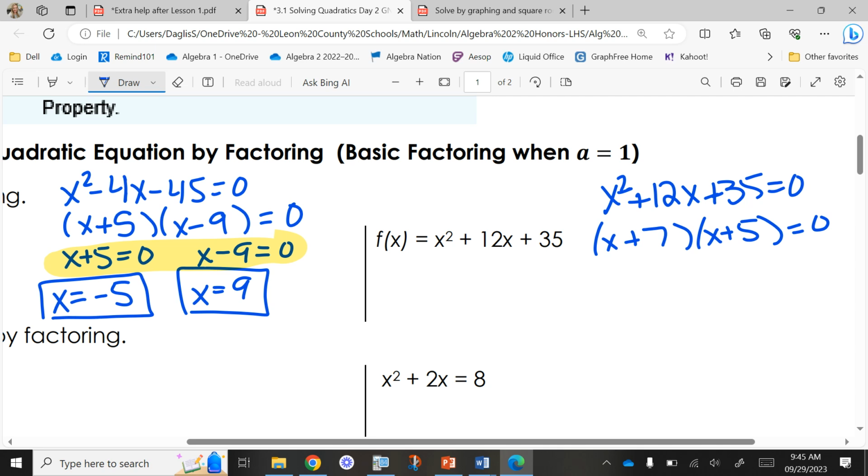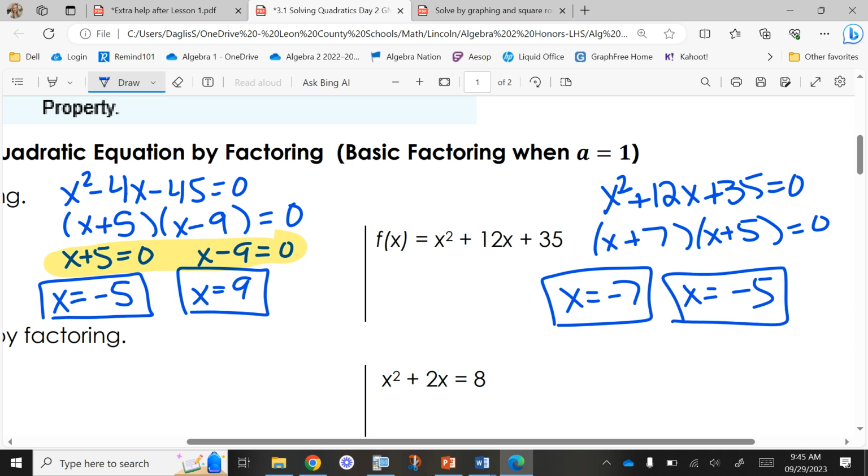All right, so what are my solutions? There you go. X equals negative 7 and x equals negative 5. Again, what part of the graph are we finding? X-intercepts. What's up? So, for writing out the answer, do we have to write it out like that, or can we just write x equals negative 7, comma, negative 5? That's fine. Yeah, that's fine.